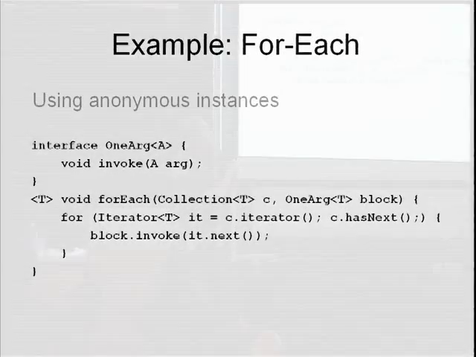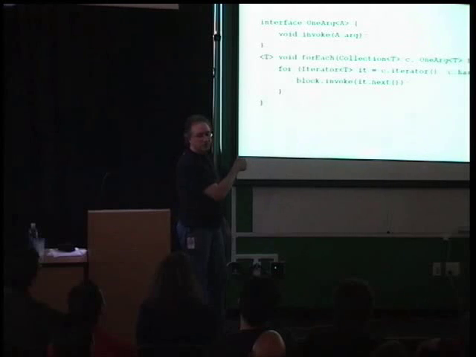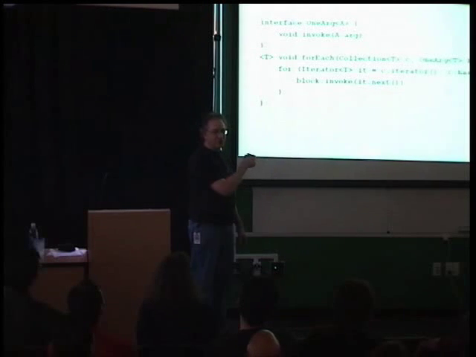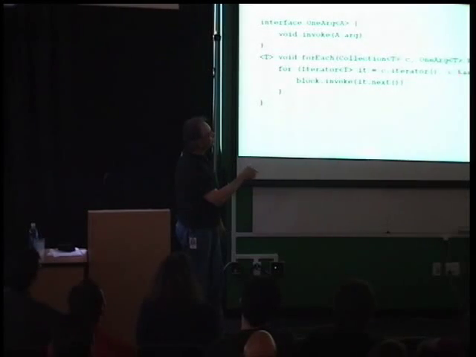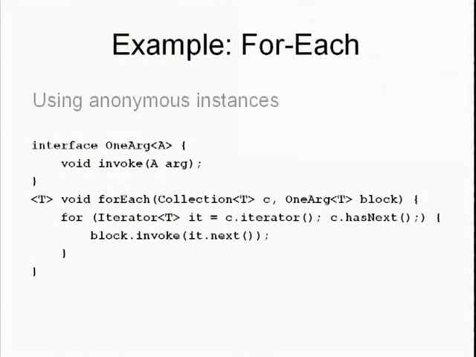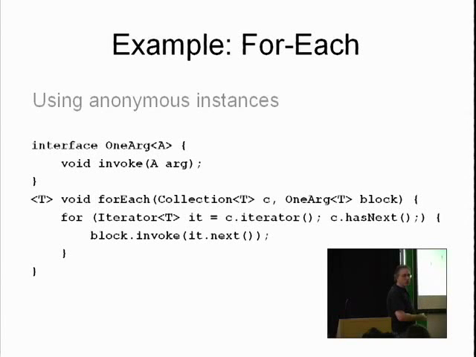And in the implementation, I'm using the old style loops rather than the for each loop because I'm assuming we don't have the for each in the language. So we go through the iteration the way we would have done it before JDK5, except of course it's generic. And we call the invoke method on that block once for every element of that collection, right? This is very straightforward. What's the problem? Why isn't this a good enough solution?